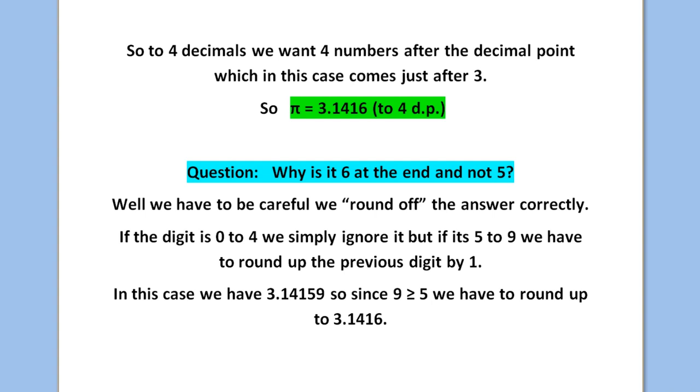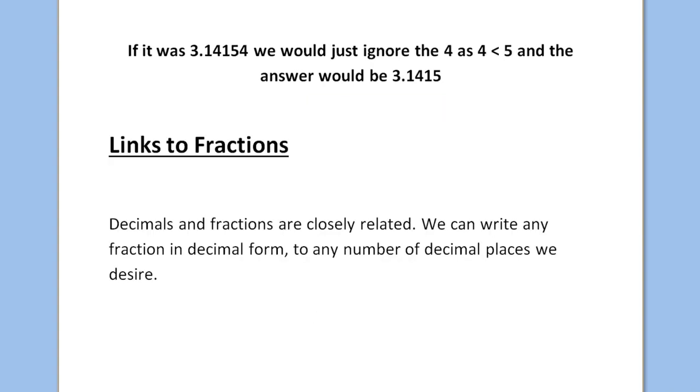If the digit is 0 to 4, we ignore it. If it's 5 to 9, we have to round up the previous digit by 1. So we add 1 to the previous digit. Now in this case we have 3.14159, and since 9 is bigger than 5, we have to round up to 3.1416. If it was 3.14154, we would just ignore the 4 as 4 is less than 5, and the answer would be 3.1415.